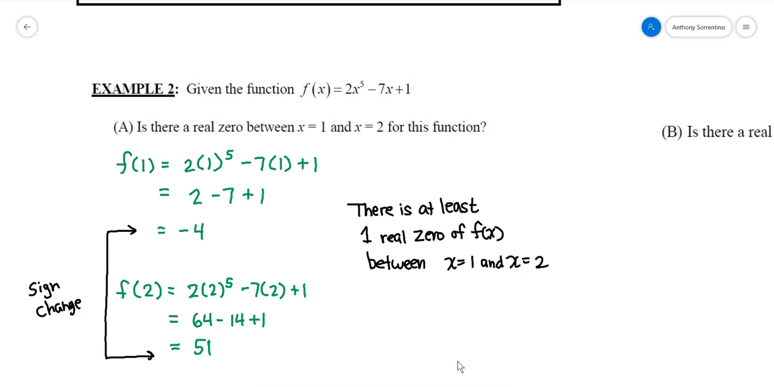It doesn't tell me if there's even more than one zero between them, which could be a possibility. It just means that I should be focusing my attention on that region of the graph to see that I should at least be able to find a zero there, maybe more. And I would also need to find a way of determining what the value of that zero is.